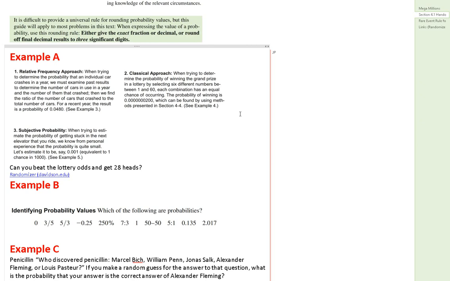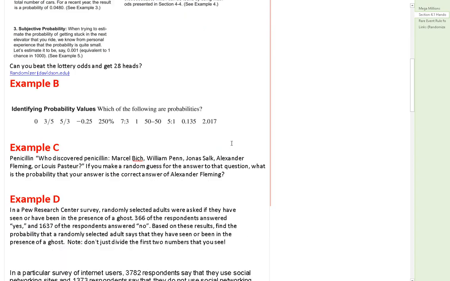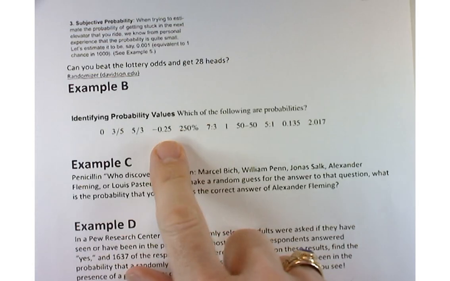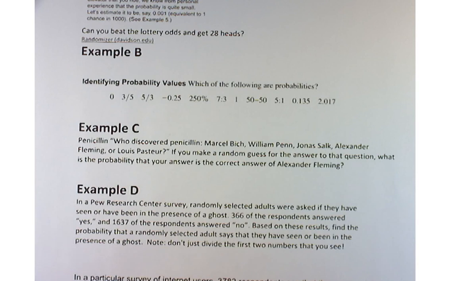But all these are different probabilities, and we want to take a look at the numbers themselves and what should perhaps be an easy question for an exam. So we're going to look at problem B and try to determine which one of these are actual probabilities. Identifying probability values: which of the following are probabilities? What was the range I gave for probabilities? They had to be between what numbers? 0 and 1. So which one of these can I get rid of?